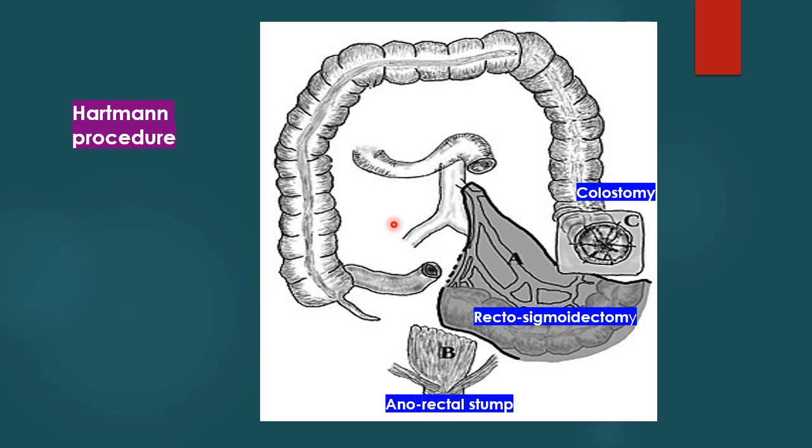This is a diagrammatic view of Hartmann's Procedure. This is the rectosigmoid colon, which has been removed. The anorectal stump is sutured and left behind, and the end of the descending colon, stump C, is then brought out as a colostomy.